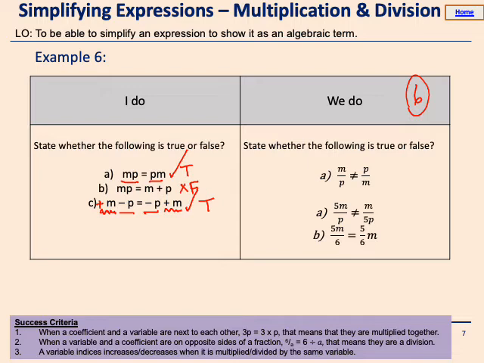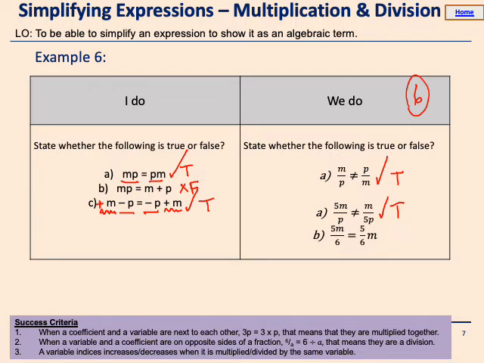So now we need to state whether the following is true or false. So m divided by p is not equal to p divided by m. That is true. So 5m divided by p is not equal to m divided by 5p. So on the left hand side, we are timesing by 5, and on the right hand side, we're dividing by 5. So that most of the time is going to have an effect on both of our answers, a different effect. So therefore that is also true.